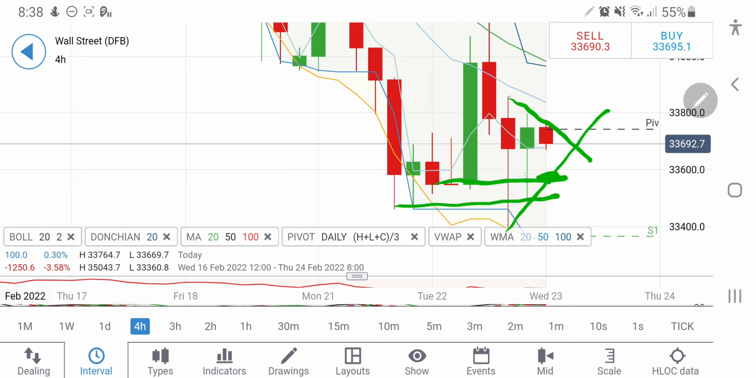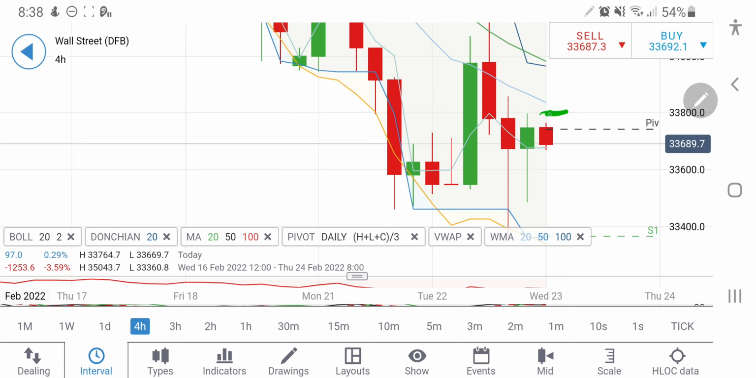See, we have seen 33,550 levels previously giving it a support. Again, it might give it a support. Breaking this, yes, it can continue to drop towards 33,500, and below that, sky is the limit. It can continue to drop sharply. On the flip side, if it breaks 33,800 this time, definitely we may see a stronger rise, which may take it towards 33,840, and beyond that it will try to hit 34,000 levels.